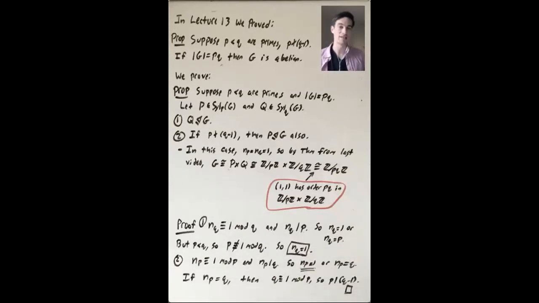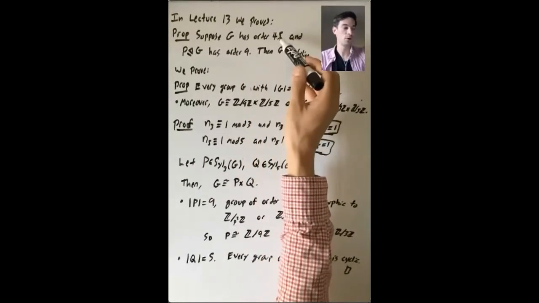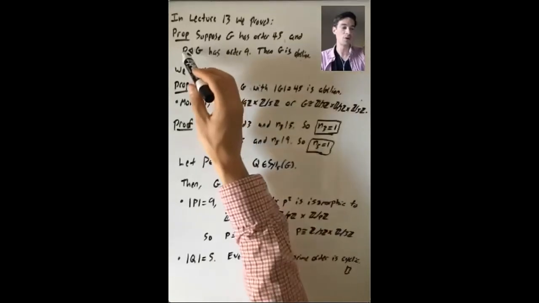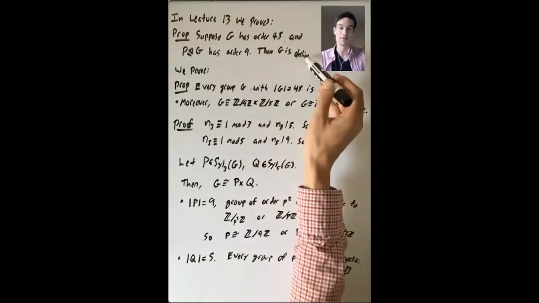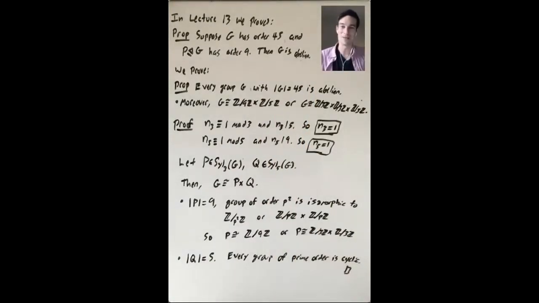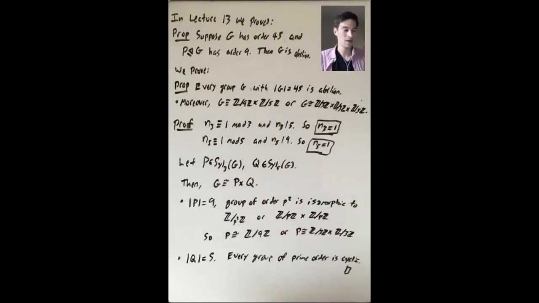So I'll pause and erase, and then we'll see one more application of the Sylow material that we've seen so far that is related to a problem that we also thought about in lecture 13. In lecture 13, we proved that if G is a group of order 45 and G has a normal subgroup P of order 9, then G is abelian. So now we'll prove something better. We'll say that every group of order 45 is abelian. Moreover, we'll be able to classify them.